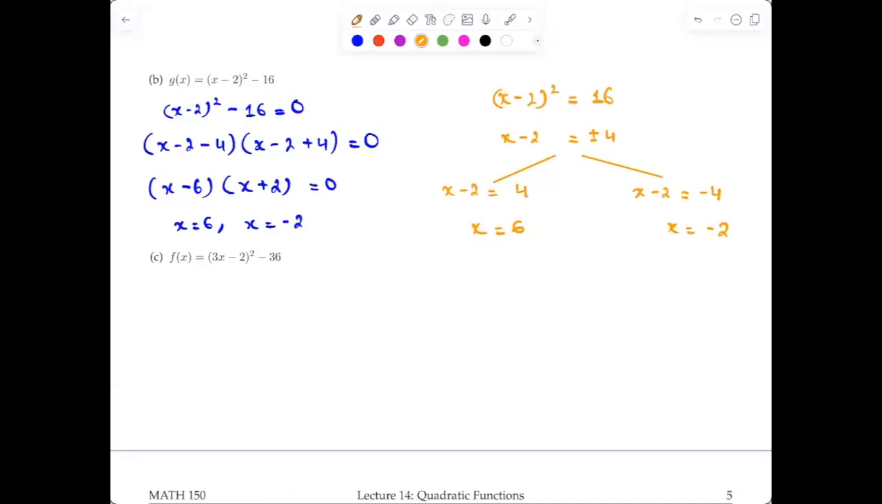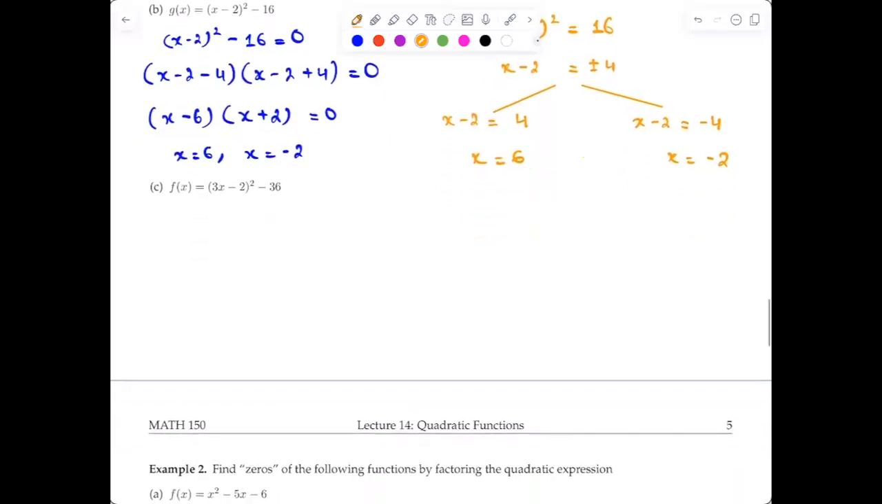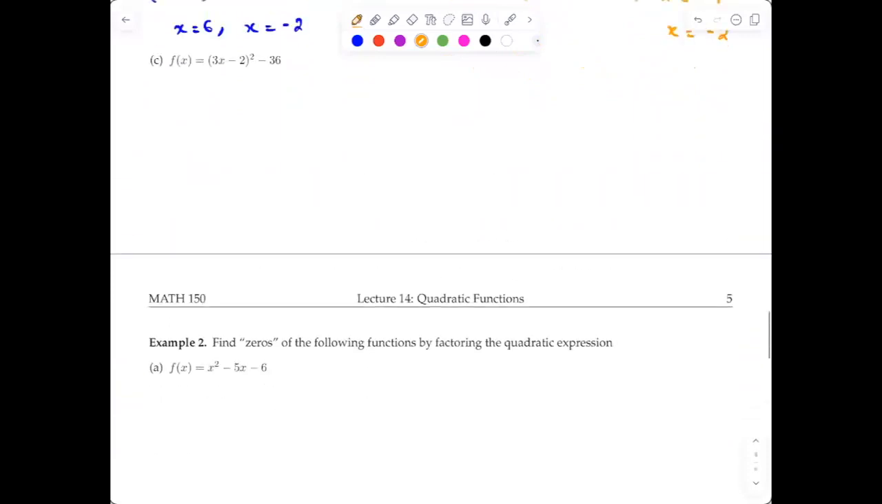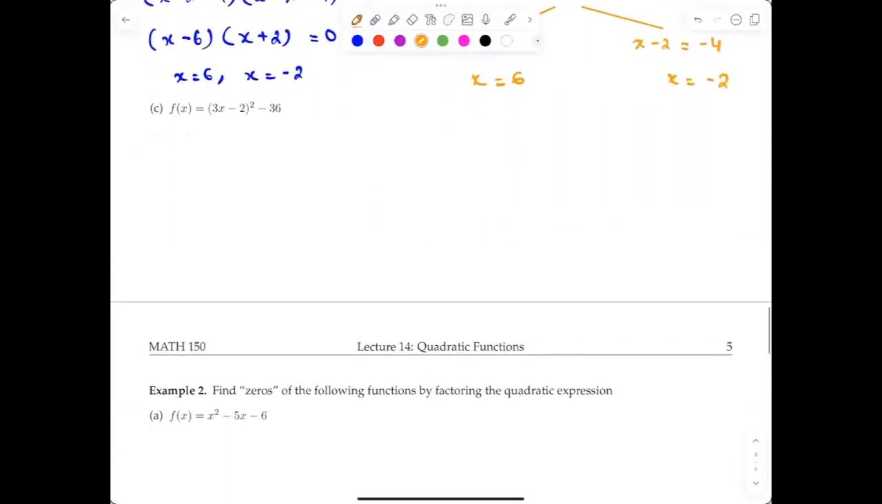All right, in part C, can you do part C by yourself, please? When you're done with part C, can you move on to the next example as well?